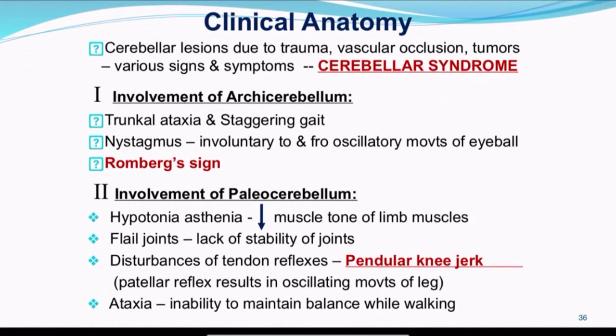Anytime they will dislocate. Disturbances of tendon reflexes, if you want to elicit a knee jerk, there will be a pendular knee jerk. The patellar reflex results in oscillating movements of the leg. There will be swinging movements of the leg at the knee joint. So disturbances of tendon reflexes will result in pendular knee jerk. Ataxia, he will not be able to stand straight, inability to maintain balance while walking, that will also be there if the paleocerebellum is involved.